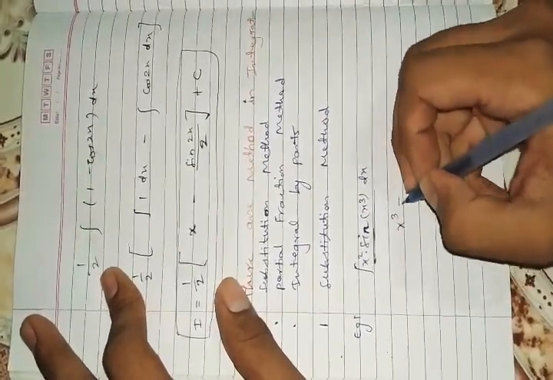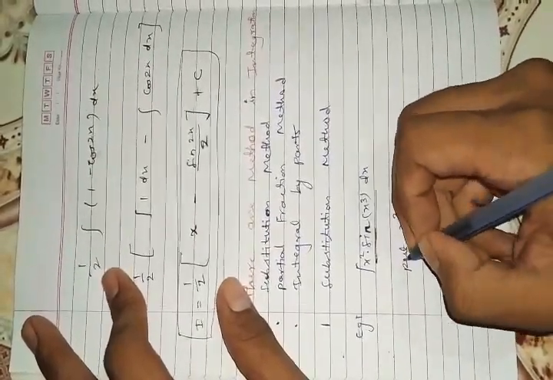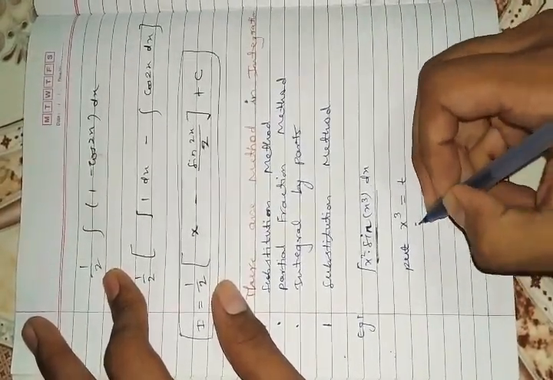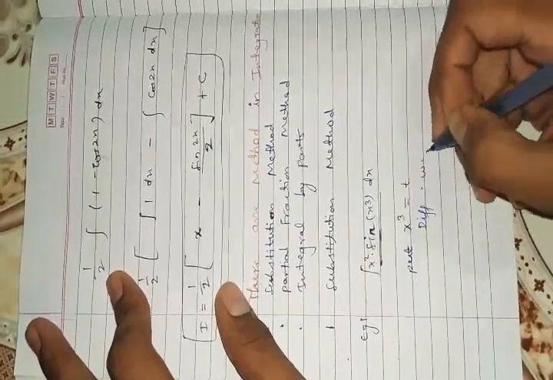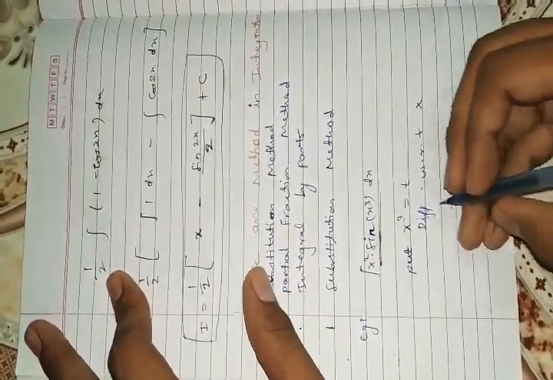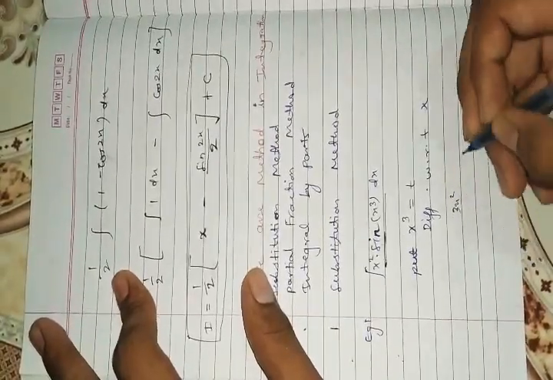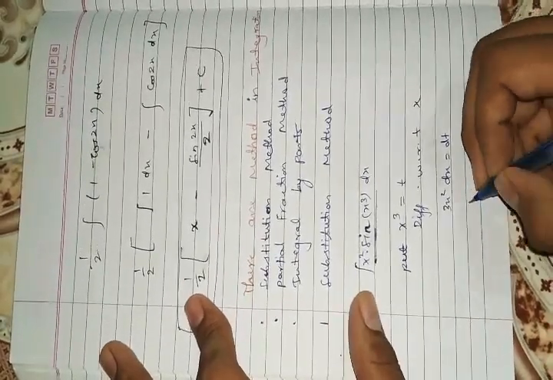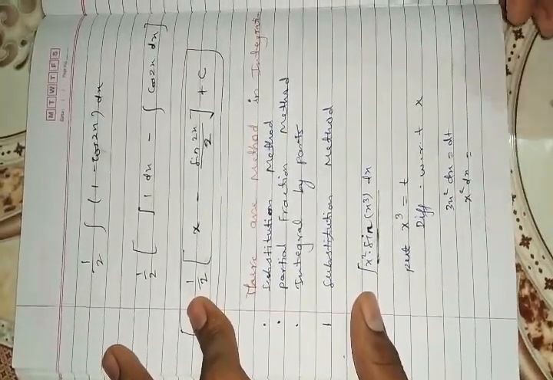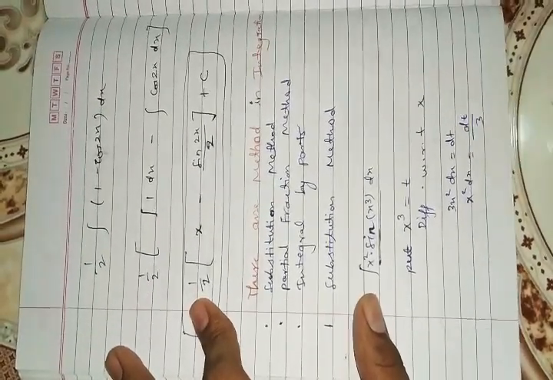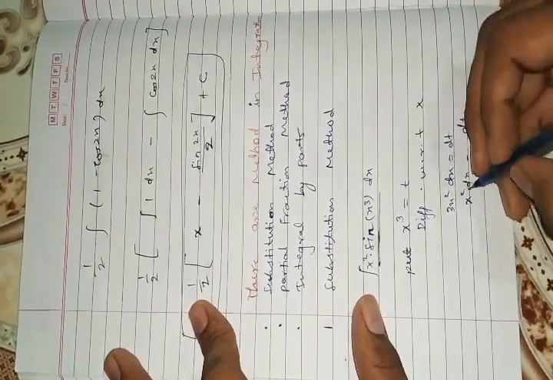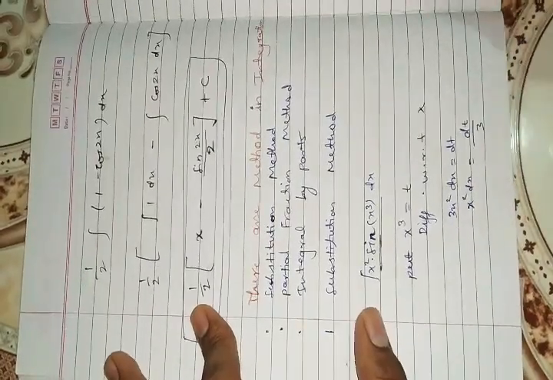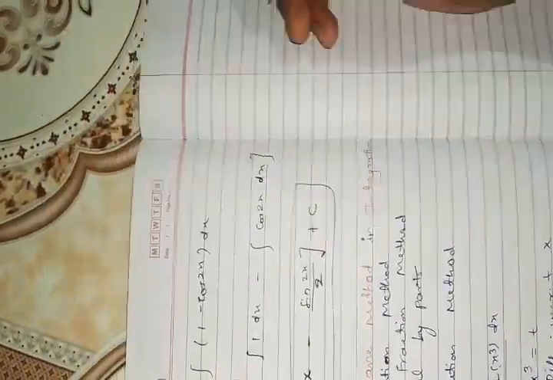So I will take x cube as t, so its derivative will be present in the composite function. Differentiate with respect to x, and we will get 3x square dx = dt. I need x square dx on one side and dt by 3 on the other side. So in place of x square dx, I will put dt by 3.